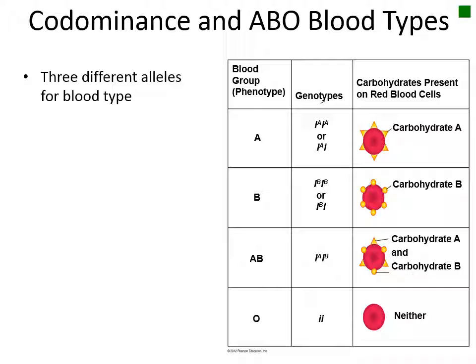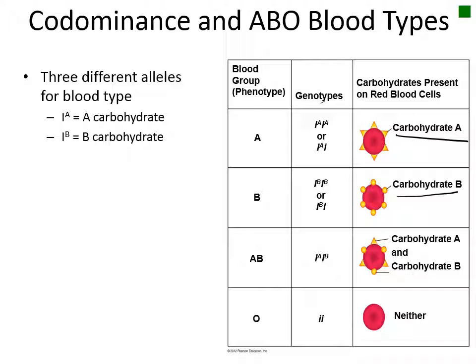For ABO blood type in humans, the blood type is controlled by 3 different alleles and can produce 4 different phenotypes. Blood type is based on the type of carbohydrate molecules you produce on the outside of your red blood cells. People with type A blood produce type A carbohydrate. The allele to make type A carbohydrate is the I^A allele. People with type B blood produce type B carbohydrate, controlled by the I^B allele.